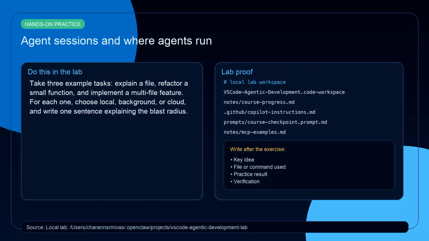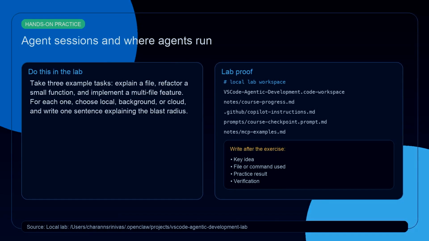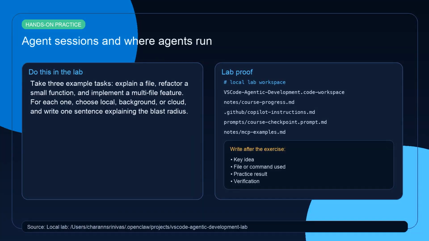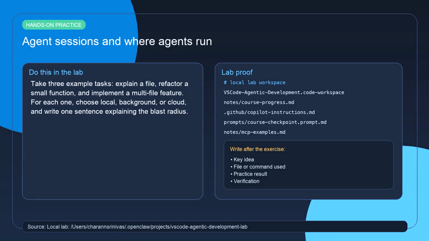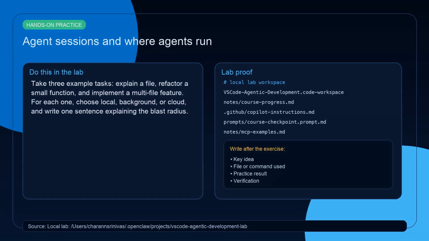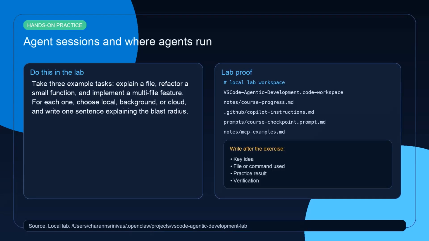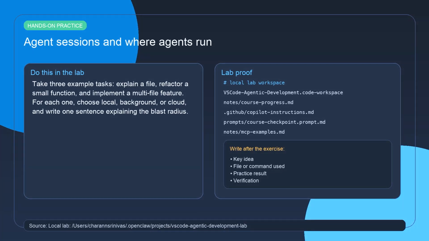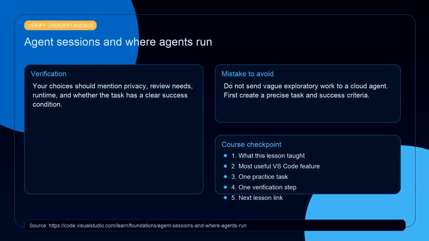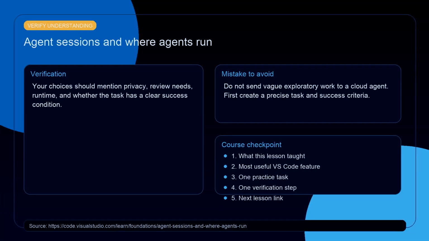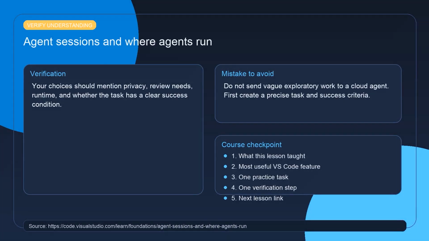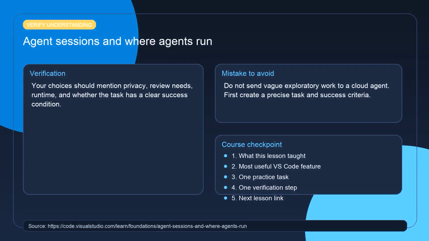Now make it practical. Take 3 examples. Tasks: explain a file, refactor a small function, and implement a multi-file feature. For each one, choose local, background, or cloud, and write 1 sentence explaining the blast radius. Your verification step is this. Your choices should mention privacy, review needs, runtime, and whether the task has a clear success condition.